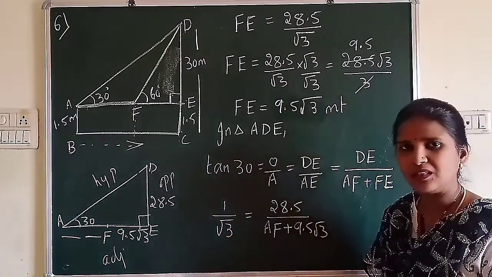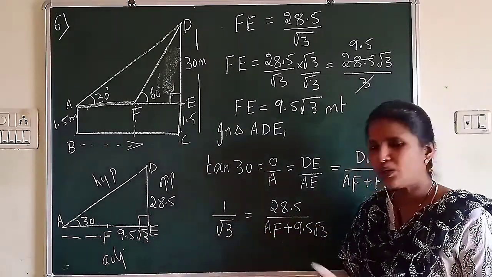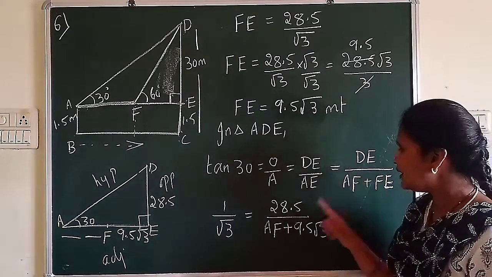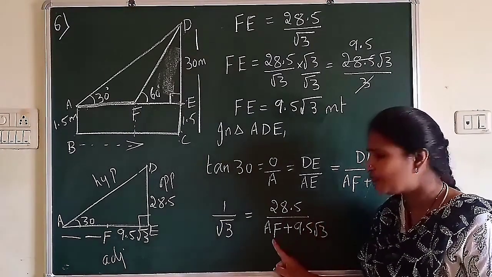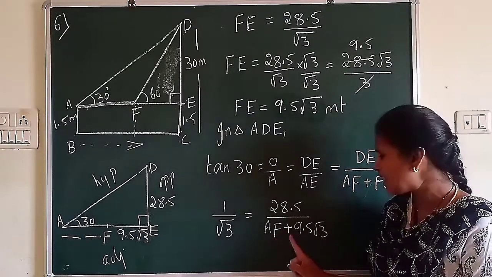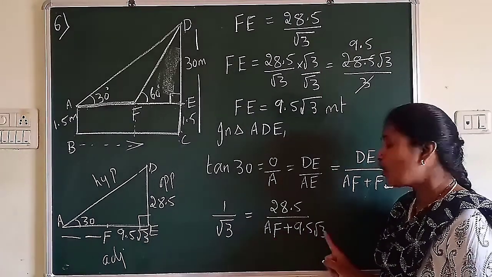And what is tan 30? Tan 30 is 1 by root 3, equals DE, which is nothing but 28.5, divided by, we need to find AF now. AF plus FE is 9.5 root 3.